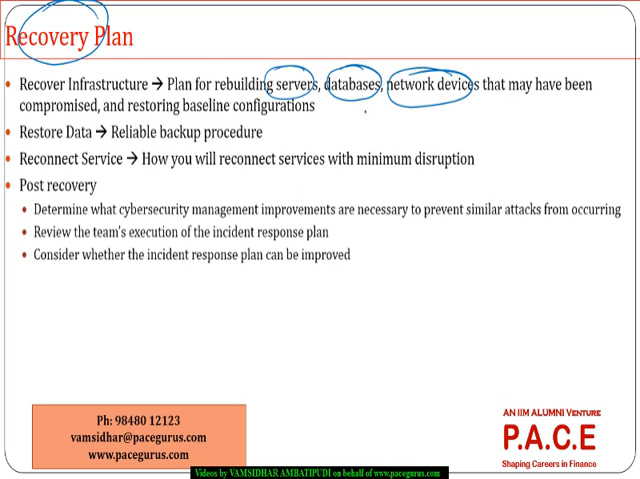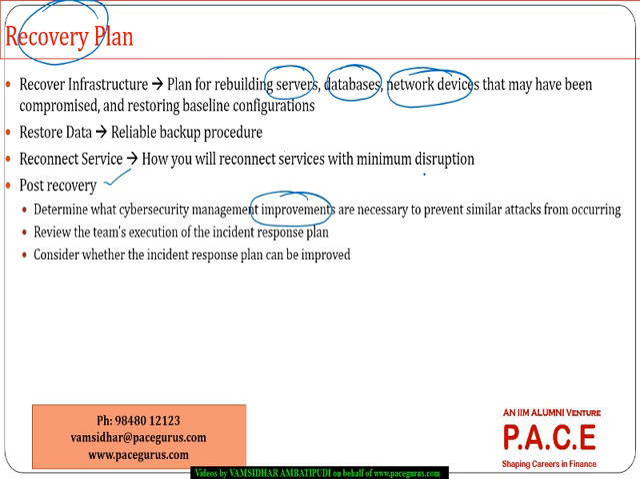How do we restore the baseline configuration? Right? What are the backup procedures? All needs to be in place. How will we reconnect the services without too much disruption? And once the recovery is done, lessons learned. What improvements really need to be made? How do we make sure that these kinds of attacks do not occur in future?